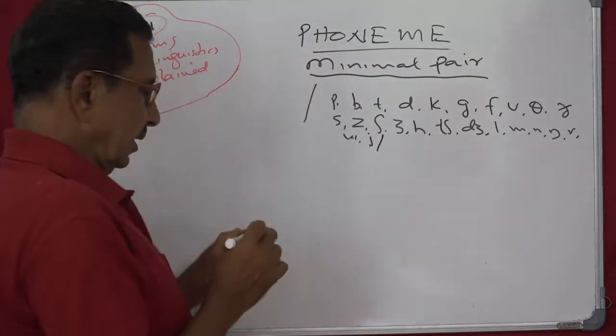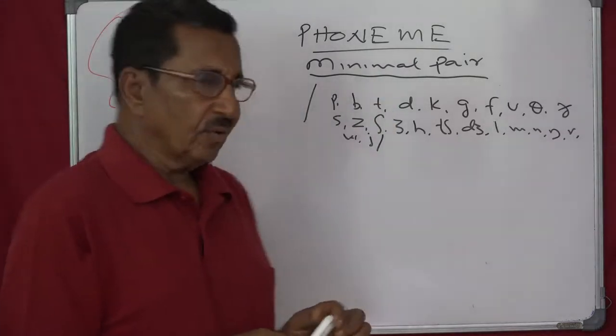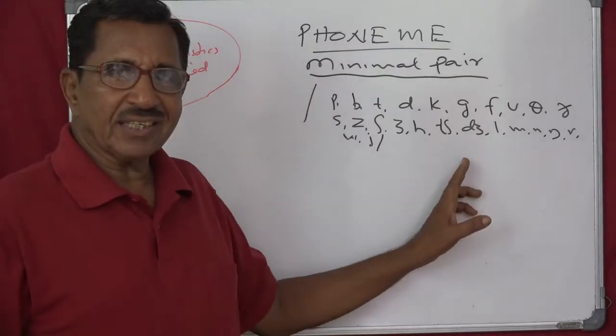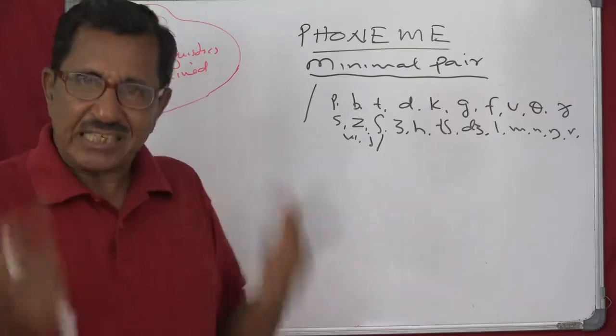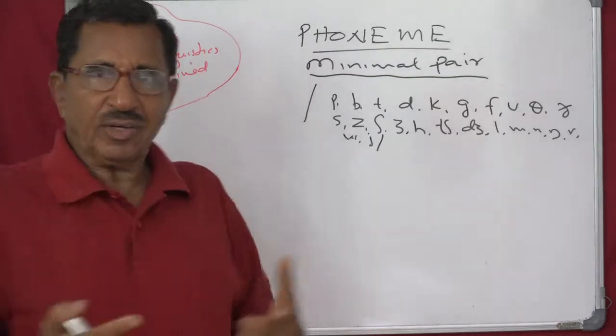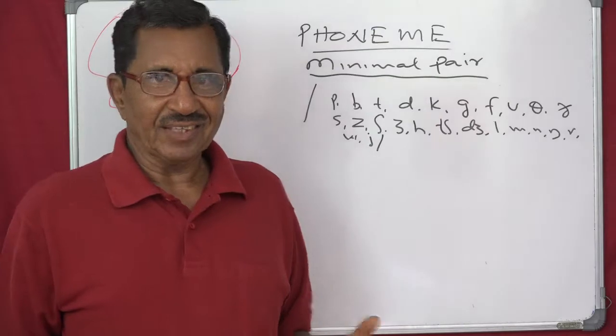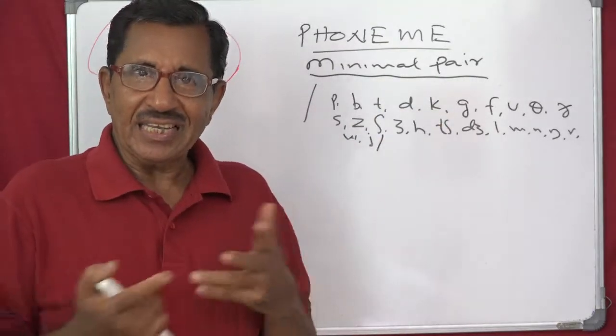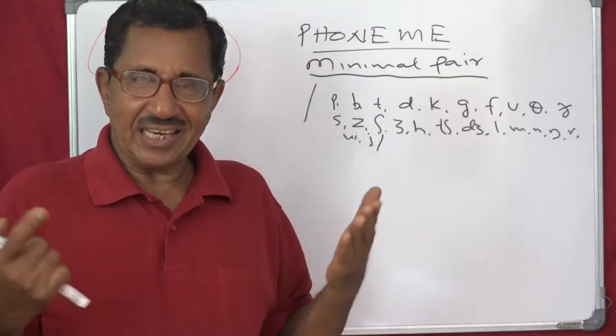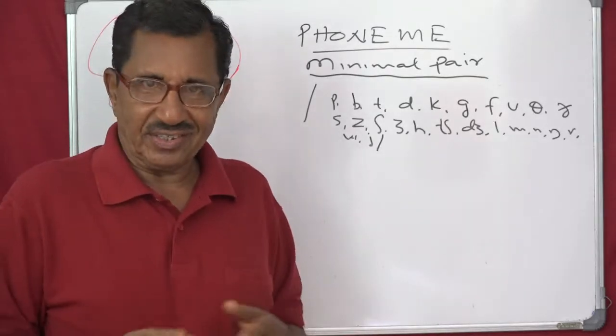We can see now, not even a single phoneme is similar to the other. It means each and every phoneme is distinct. Otherwise, you cannot have different words in a language. Suppose all the phonemes of the language are the same, then you will find only the same words in the language, not different words. Okay.